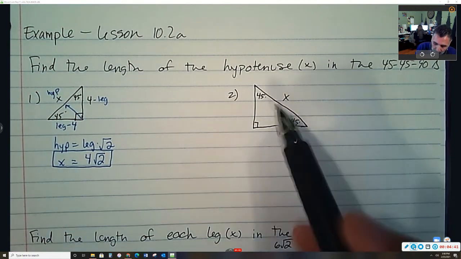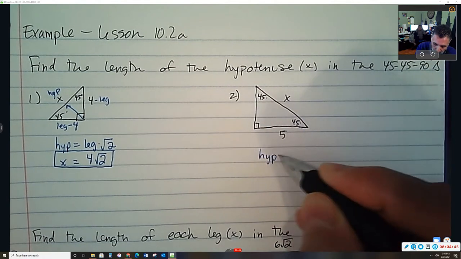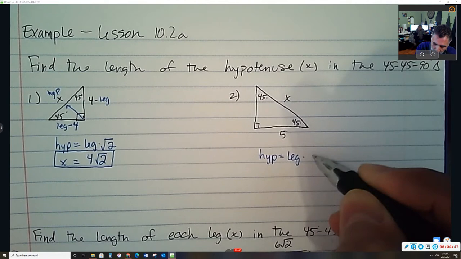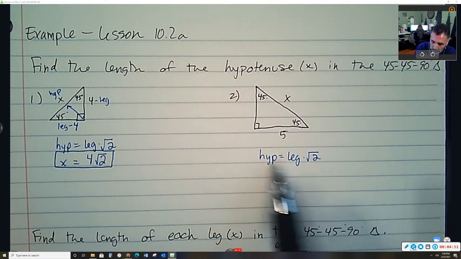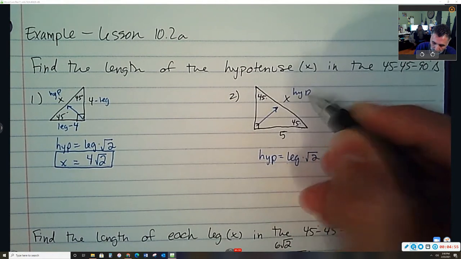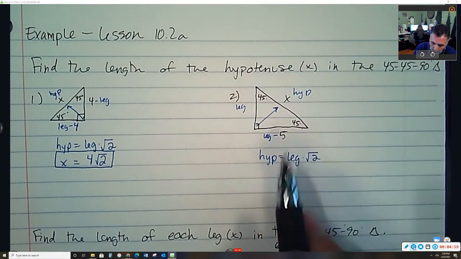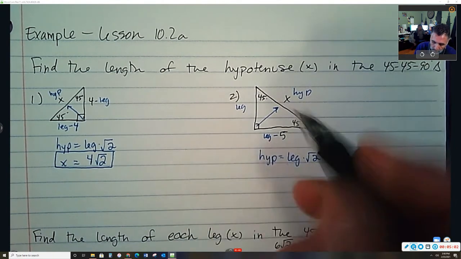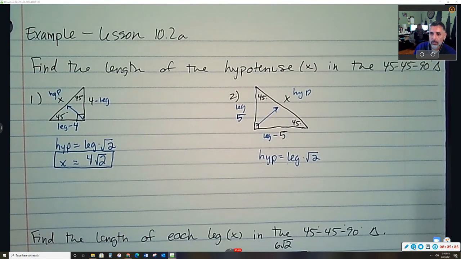So the next one, again, it's a 45, 45, 90 triangle. Then I say, okay, I need to use this equation. The hypotenuse is equal to the leg times the square root of 2. And then I'm going to find the hypotenuse and the leg. So this one is the hypotenuse. So these two must be the legs, which they are, and they both actually have the same measure, so I'm just going to put the 5 on this side. That way it doesn't confuse us as to which one to use.